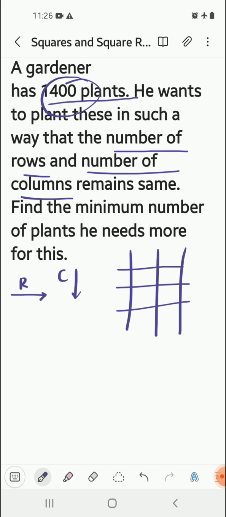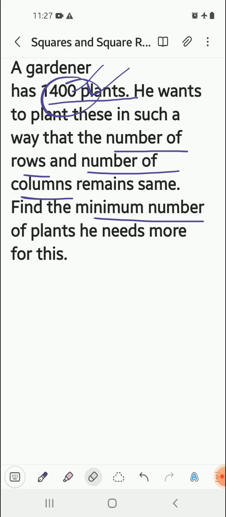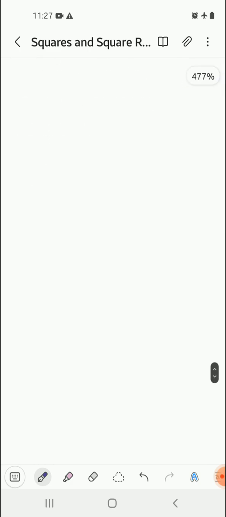And then the question says that we have to find the minimum number of plants he needs more for this, which means 1400 plants are not sufficient. We need more plants, which means 1400 is not a square. We have to find the number of plants more so that it becomes a square. Now, for doing this, first we have to find the square root of the number, that is 1400. So we'll start doing this.